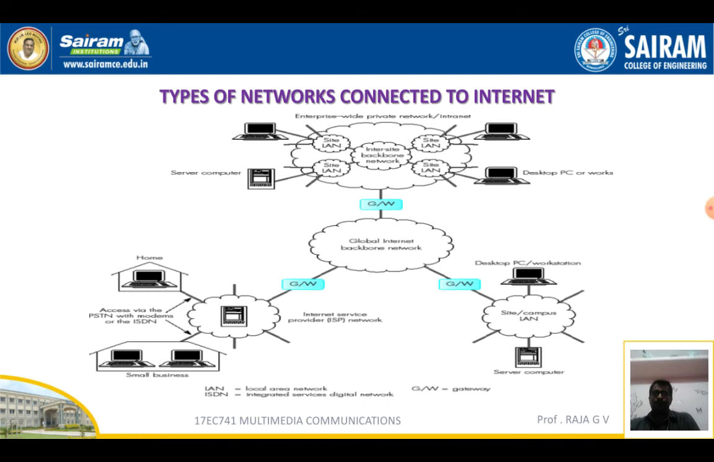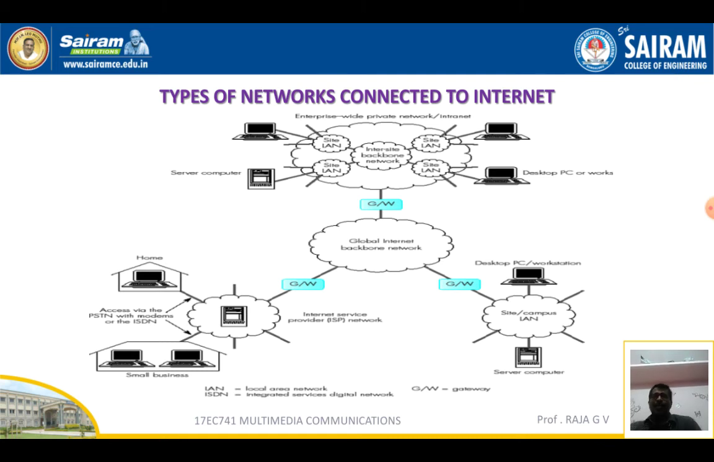So here, these are the types of networks which are connected to the internet. We have workstations, we have server networks that will be connected to the LAN, which is connected to the backbone. Then it is connected to the GW, which is nothing but the gateway. Through the gateway, this network and this global network will be connected. Then the same gateway is used to connect the home as well as the global backbone network using the LAN and WAN connections.